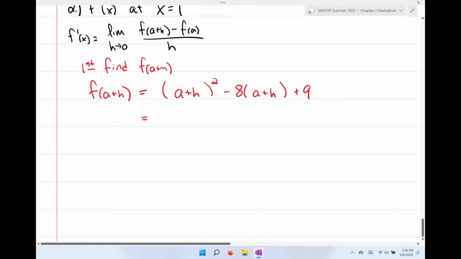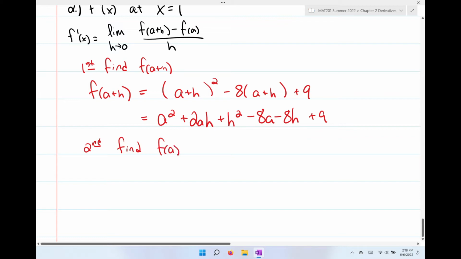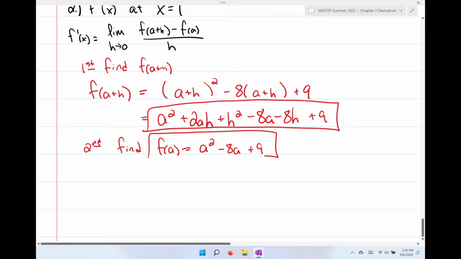Go ahead and simplify: a squared plus 2ah plus h squared minus 8a minus 8h plus 9. As I scan this from left to right, there's nothing that I can combine in terms of like terms, so I just leave it like this. Second, find f of a. That's pretty straightforward. That's just going to be a squared minus 8a plus 9. And then finally, let me put boxes around these two.